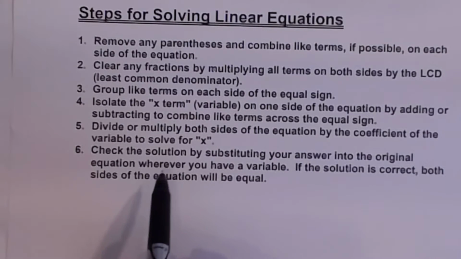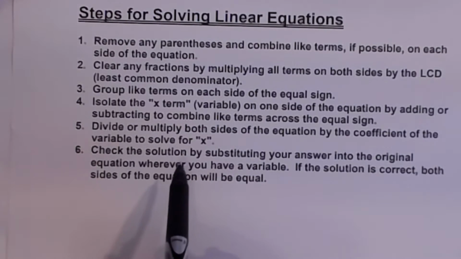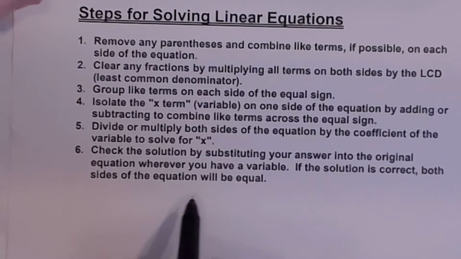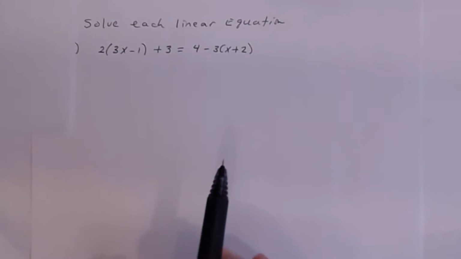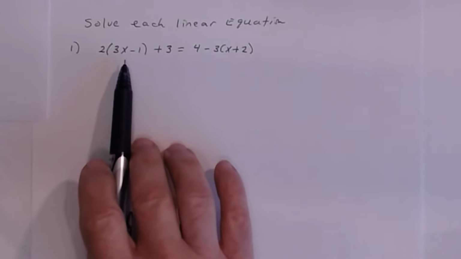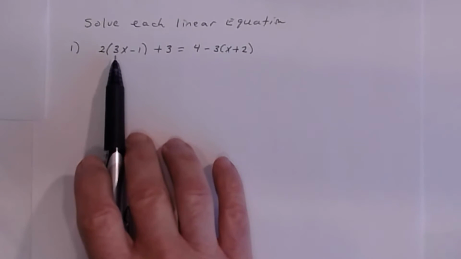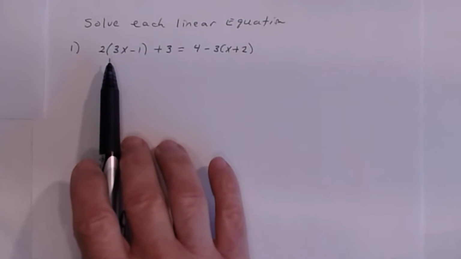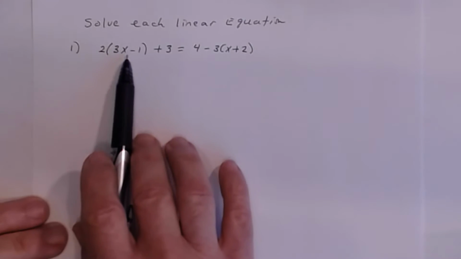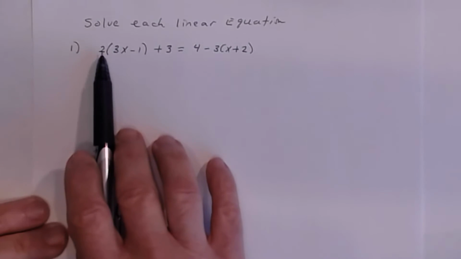And then, as always, you should check your solutions by substituting your answer into the original equation to make sure that both sides are equal to each other. Okay, so let's look at the first one. Notice in the first one, I do have parentheses, so I want to get rid of the parentheses. That'll be the first step. So remember, the distributive property allows you to multiply every term that's inside the parentheses by the coefficient that's on the outside.